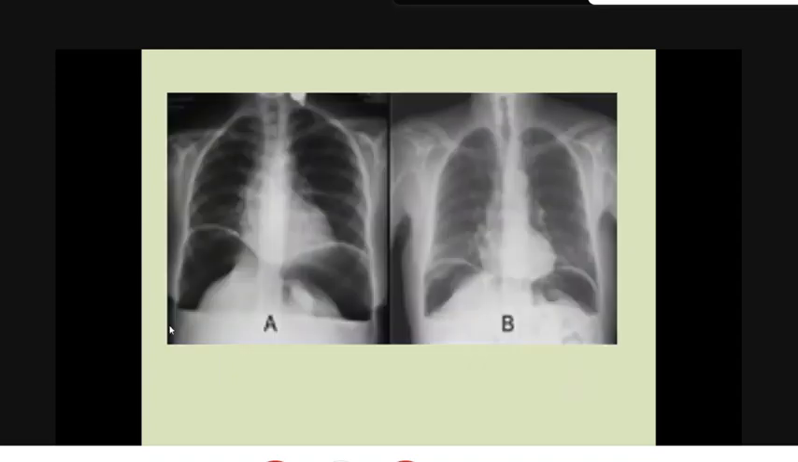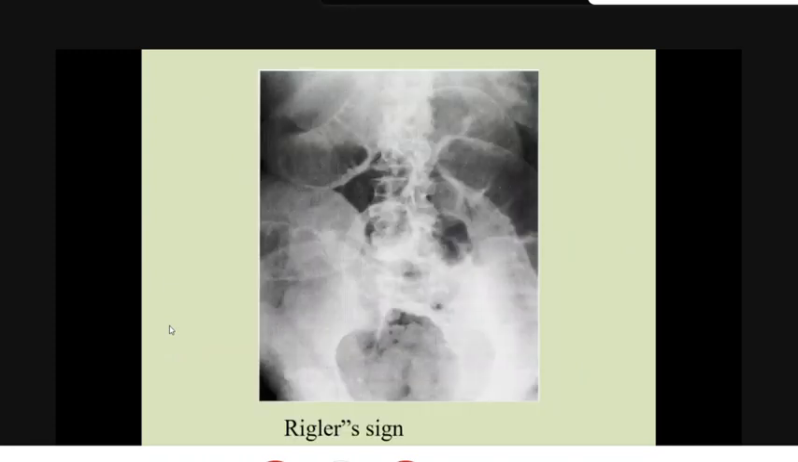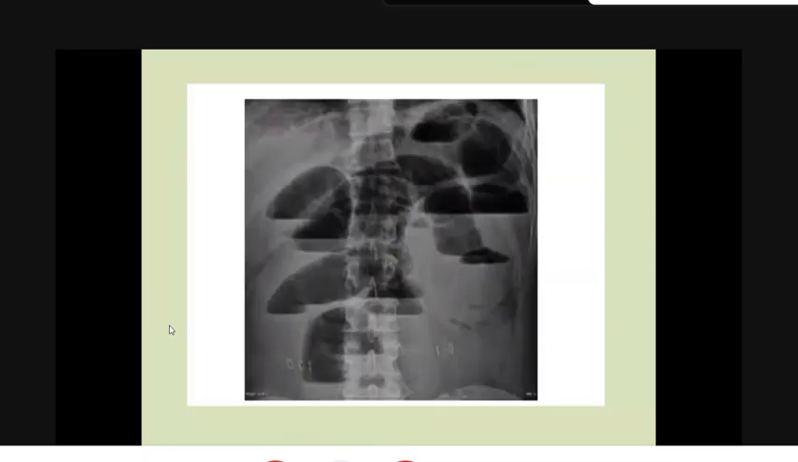These are different examples of pneumoperitoneum. This is the left lateral decubitus film showing free air as a linear translucency under the left lateral wall of the abdomen. This is a supine plain abdominal film showing the Rigler sign, which is visualization of the inner as well as the outer wall of bowel loops.